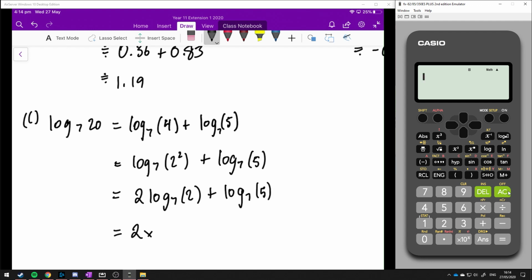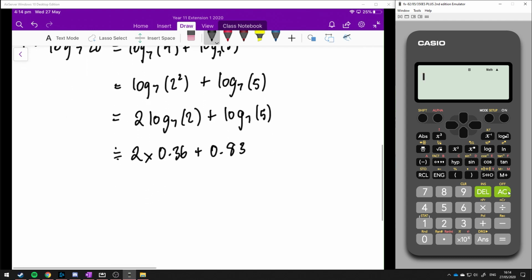So this is approximately equal to 2 times 0.36 plus 0.83. Now you might be saying, well, instead of doing log 4, we could have done log 2 plus log 2 and then have 2 log 2s. It's going to give us the same value regardless. I'm just showing you that we can do it a different way using that value there. So I'm going to put this one into the calculator because I'm lazy. Hit equals, and we're going to get 31 over 20, which is approximately 1.55.